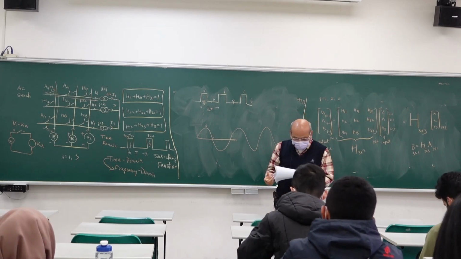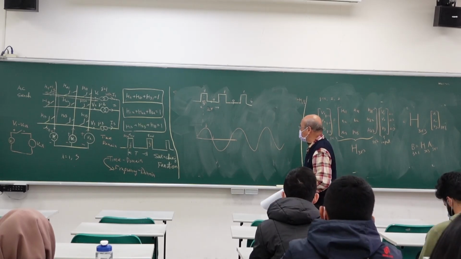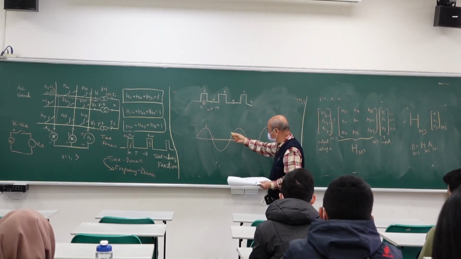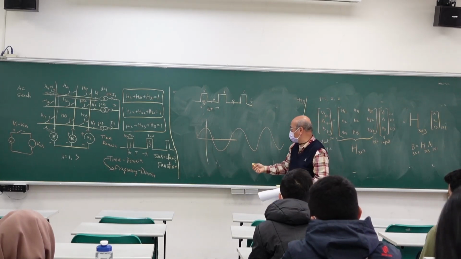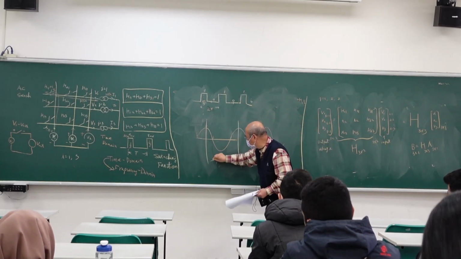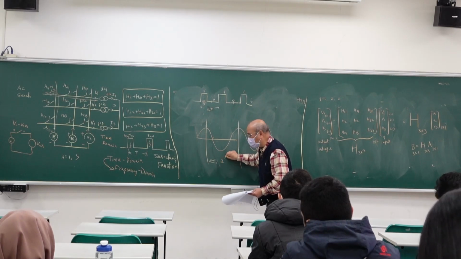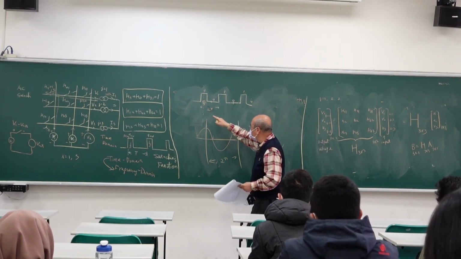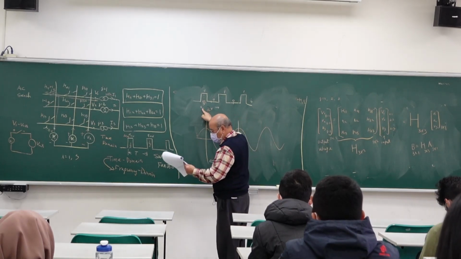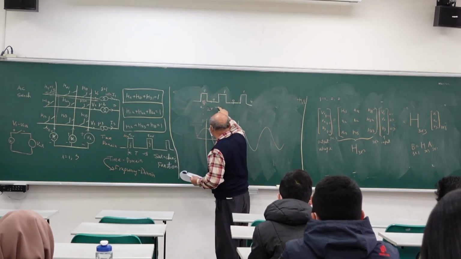The starting point has no limitation. So if we choose this, we say this is my start. Then what is your period? From here to here, this is 2 pi, right? It is okay. So now I choose this is my start, and this is 2 pi.